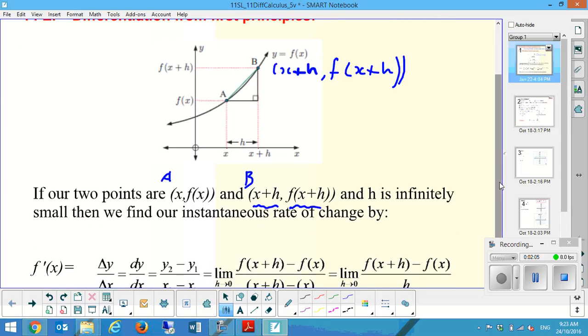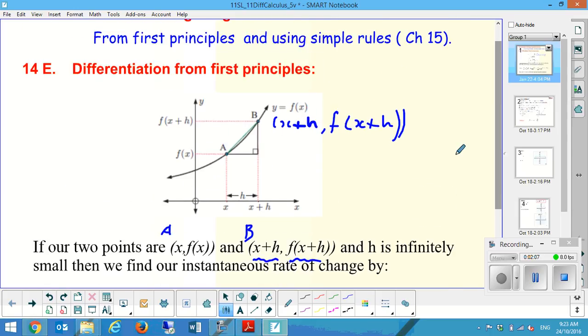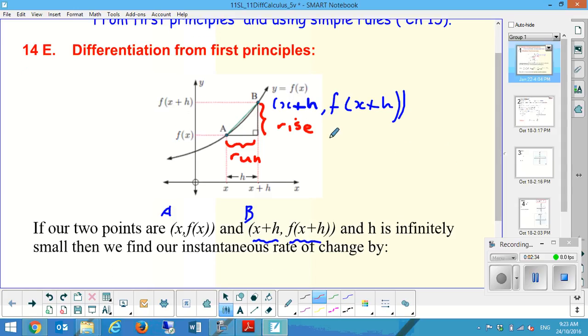So what we're going to do is calculate the rise over the run, the gradient. So remember, if we just show in here, our rise is going to be this part. In other words, how much does the graph go up? And there's our run. So that's our rise and our run. The difference between the rise, f of x plus h minus f of x, we can't simplify that any further, whereas the run is going to be x plus h minus x, and our run is equal to h, whatever size h is.